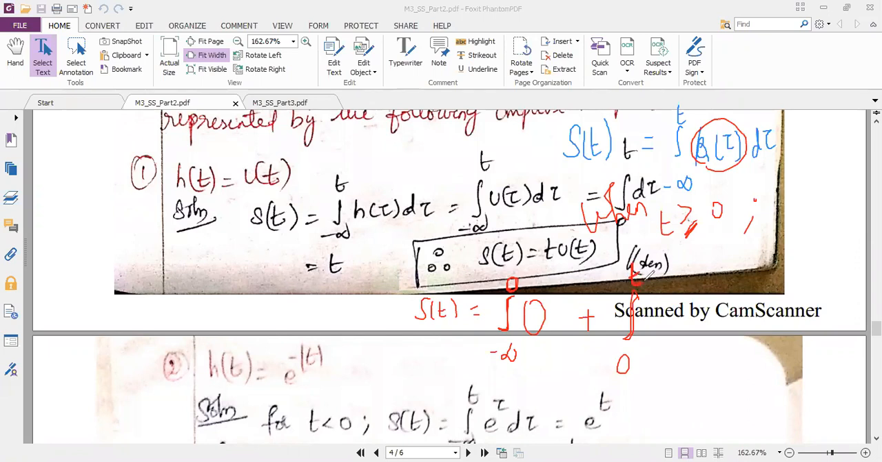So you have to split the integration for t greater than or equal to 0 in this way. In the original formula, the lower limit is minus infinity and the upper limit is t. So when you consider the condition t greater than or equal to 0, you just split the integration as minus infinity to 0 and then plus 0 to t. So now I have to substitute here. When I substitute the value of h of tau here, it is e power plus tau only.